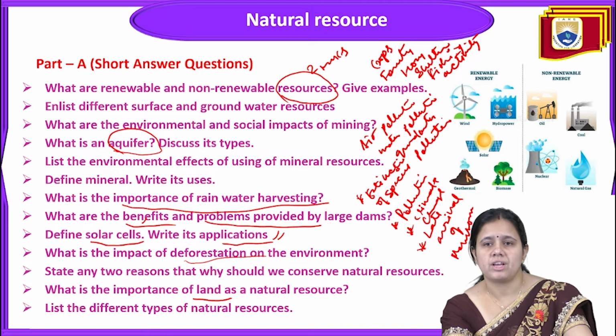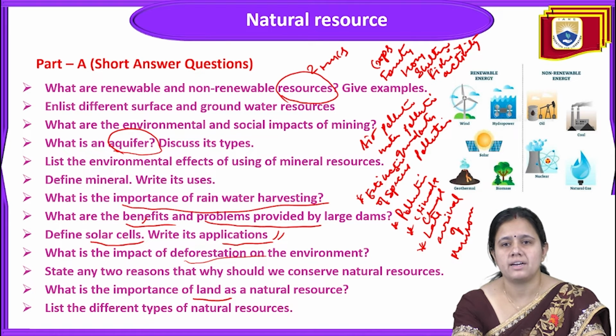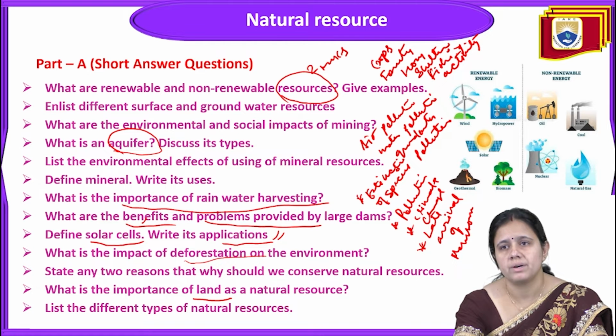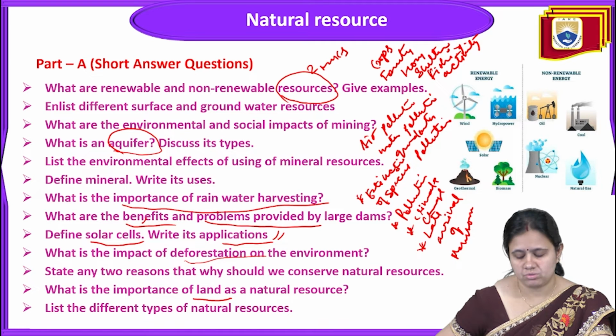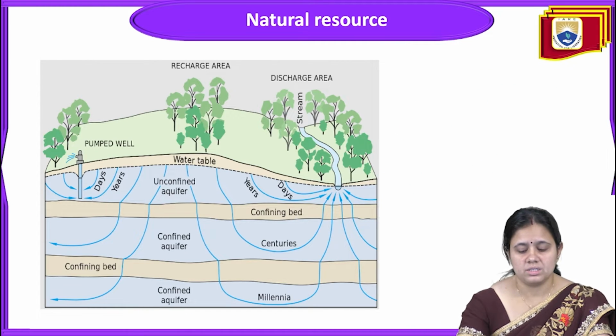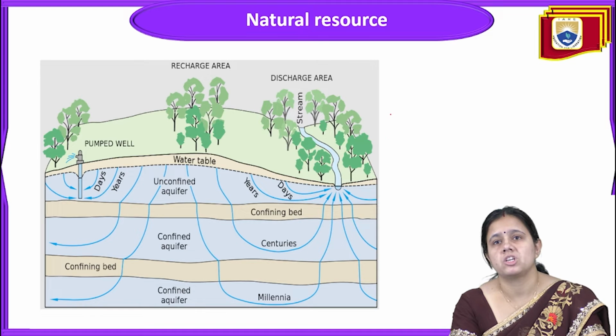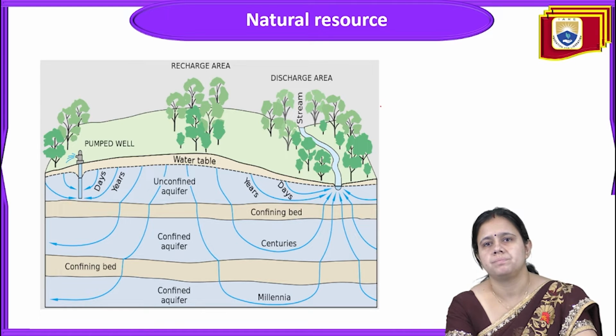What are the different types of natural resources? Natural resources include land resource, mineral resource, water resource, forest resource. There are four types of resources available on the earth: land resource, water resource, forest resource and soil resource. Many resources are present in the environment on this earth, and they are the different types of natural resources.